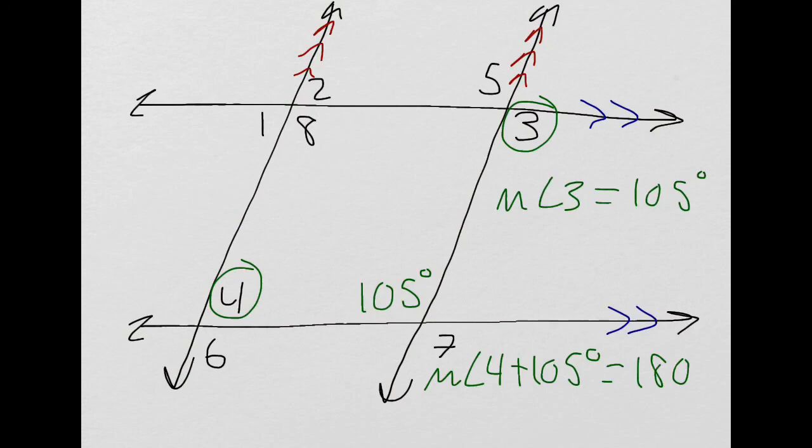So then I just have to subtract 105 from both sides, and I end up with measure of angle 4 equals 75 degrees.